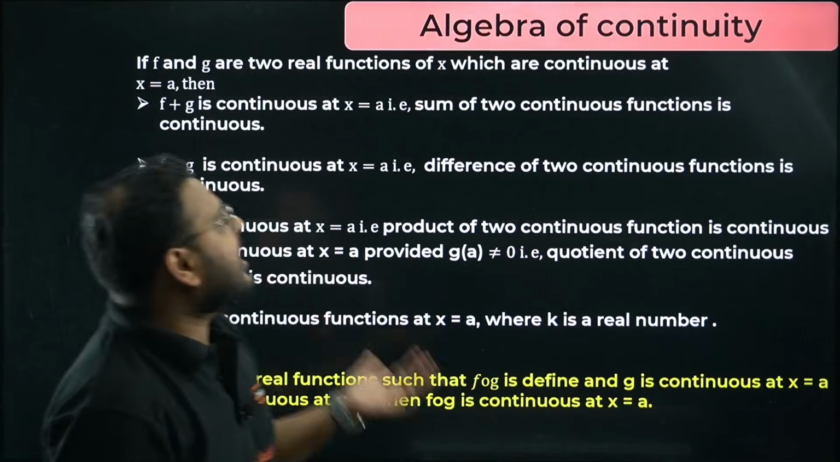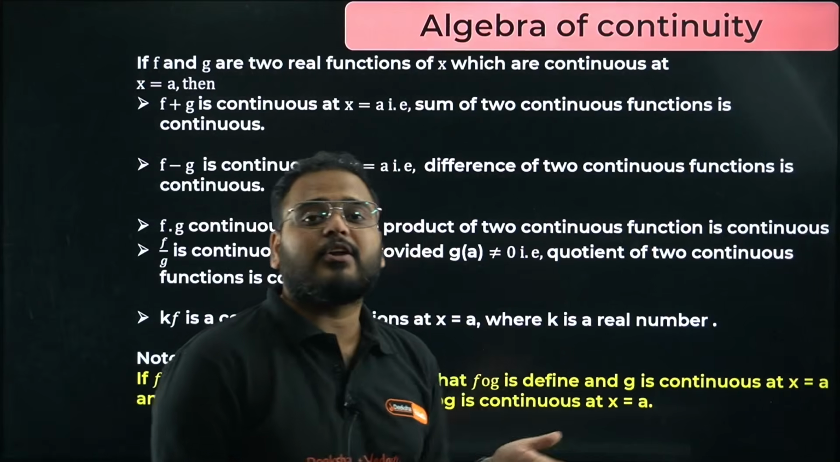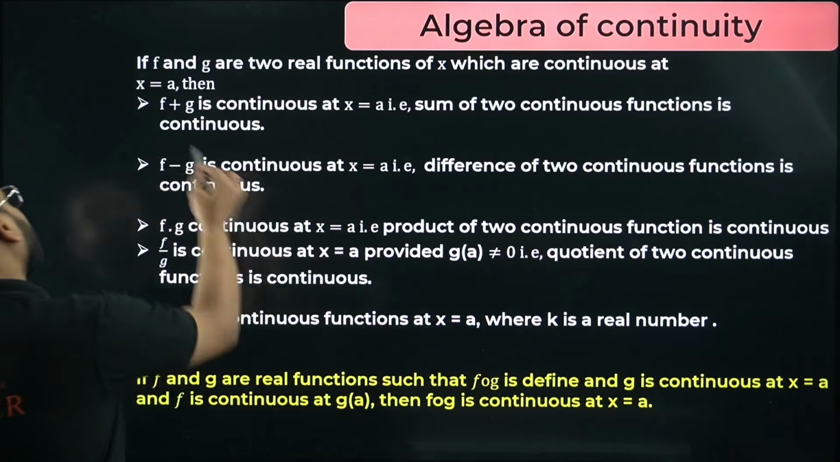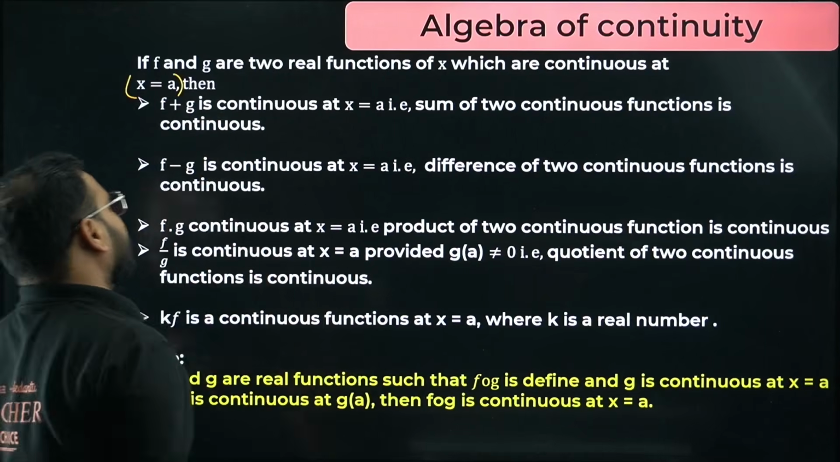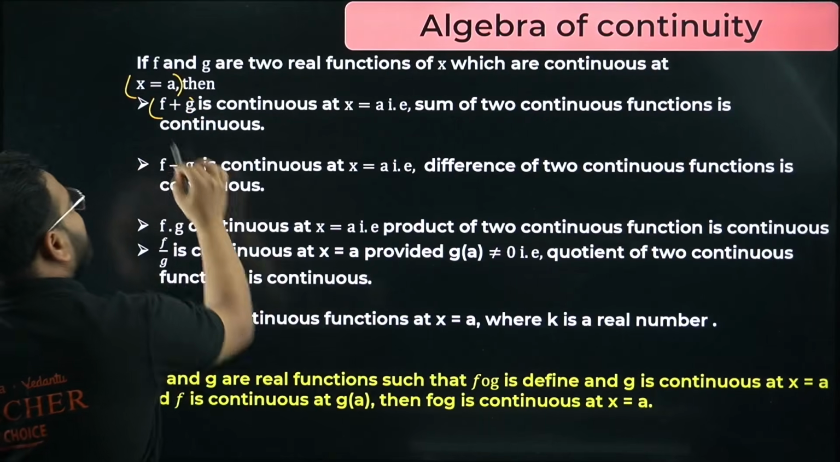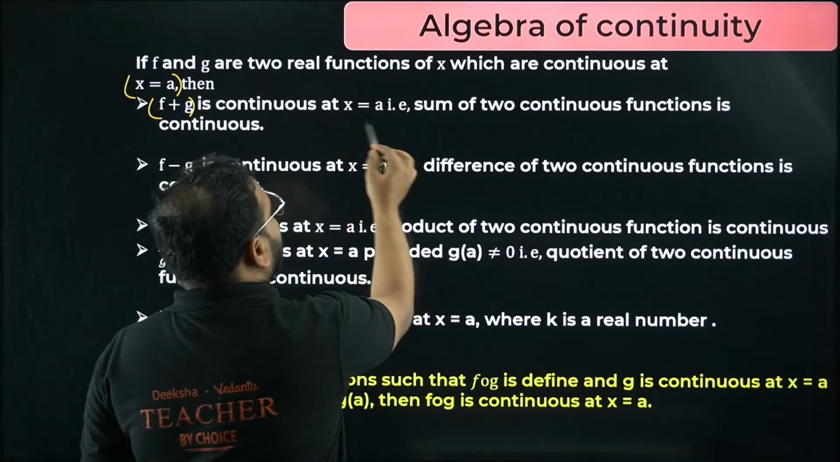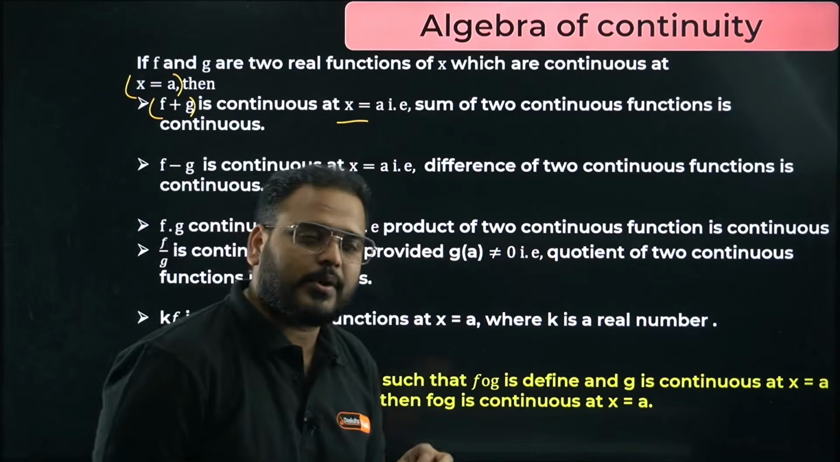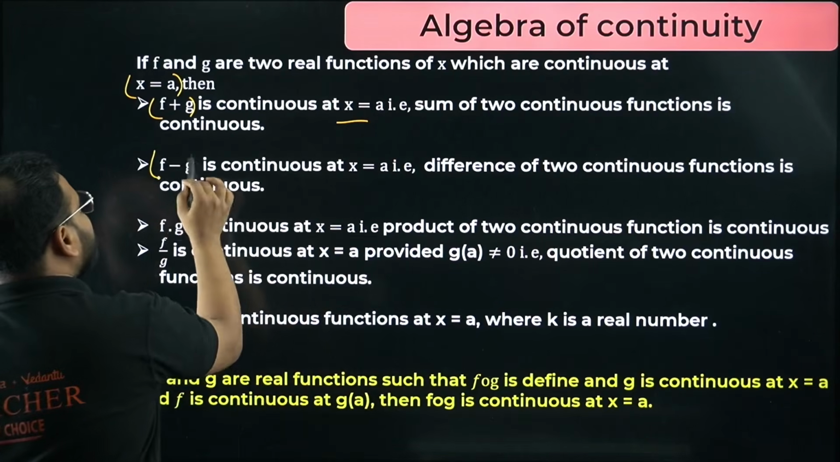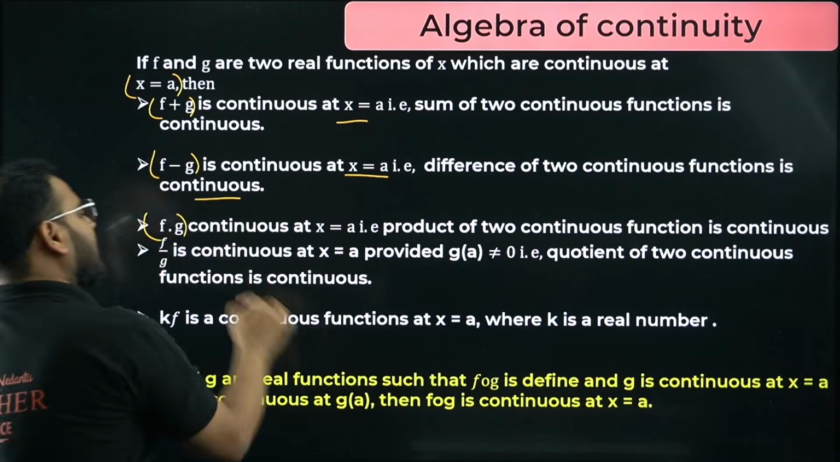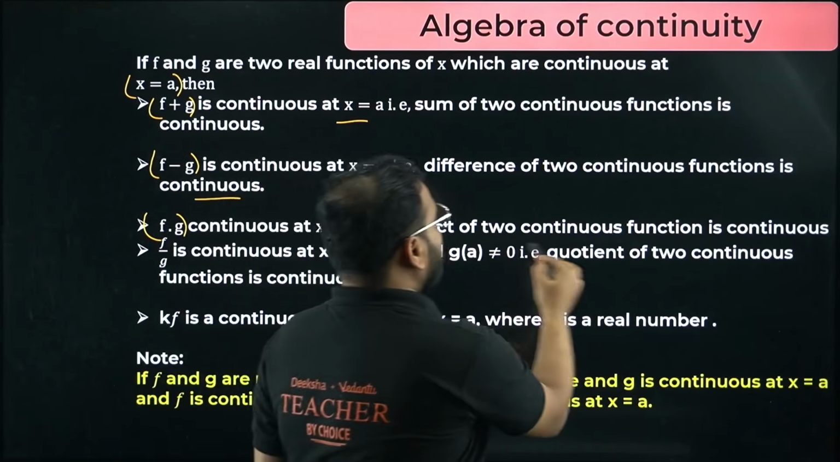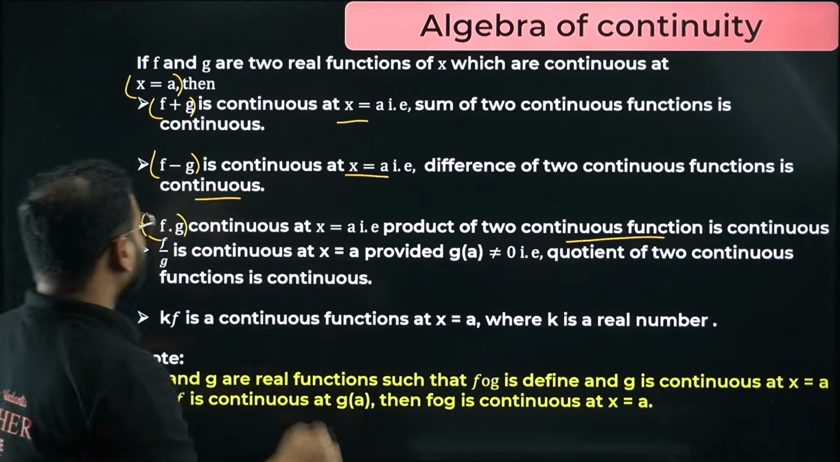Now what we have? Algebra of continuity. Algebra of continuity means, if I have functions f and g which are both continuous at the point x equals to a, then f plus g is continuous at x equals to a, that is, the sum will also be continuous. Same over here, the difference will also be continuous at the same point. Product will also be continuous at the same point x equals to a.